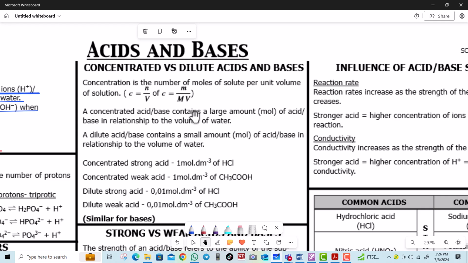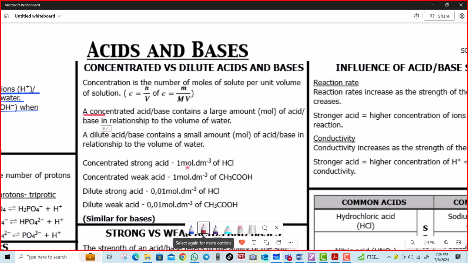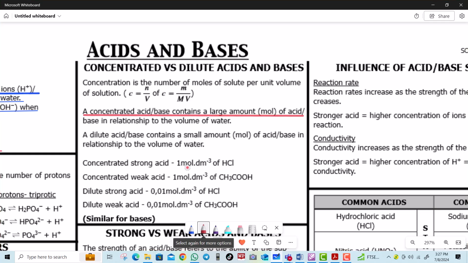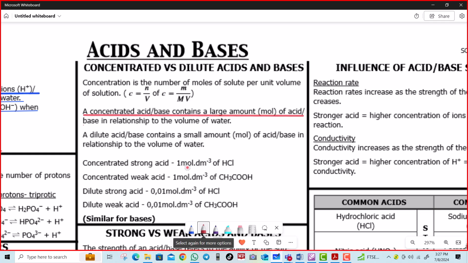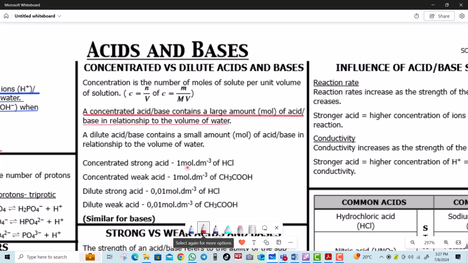Now, this is how we define this. They can say define an acid which is concentrated. This is what we say: a concentrated acid or base contains a large amount of the acid or base in relation to the volume of water. I repeat, a concentrated acid or base contains a large amount of the acid or base in relation to what? To the volume of water.